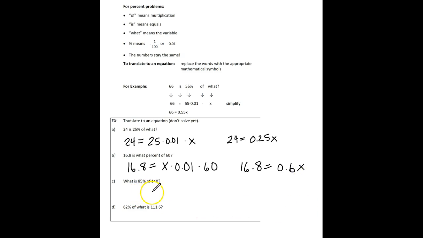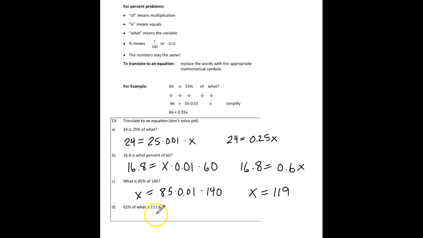Okay, what is 85% of 140? Well, what is our variable, is equals, 85%, so 85 times 0.01, of, again meaning times, and then 140. When I simplify this one, I actually have to multiply all these things together, and I'm not trying to solve it, but it just happens that way by default. When I multiply those together, I get x is 119. So that's sort of solved by default.